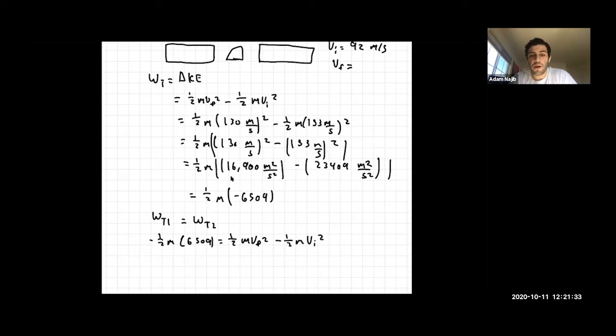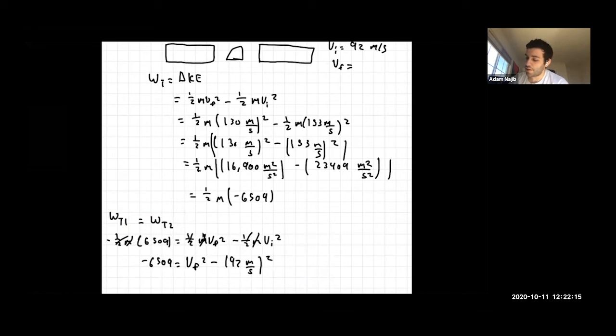So I have some formula, and now I just need to plug in values. Looking at this, I can see right off the bat that I can cancel out 1/2 m from every value on each side of the formula. So 1/2 m is now canceled out. Just divide by 1/2 and divide by m on each side. So I'm left with negative 6,509 is equal to VF squared, because that is our variable, minus 92 meters per second, quantity squared. Let me shift some stuff over to make some room.